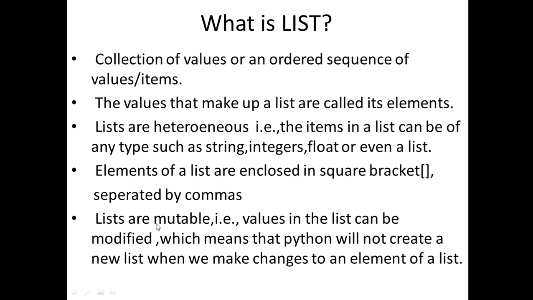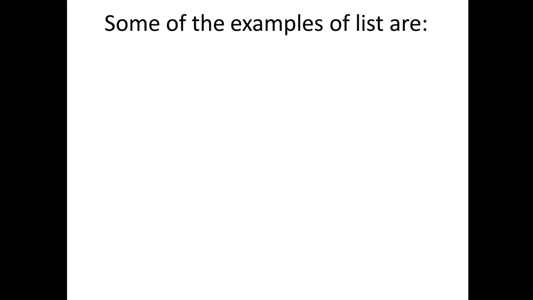very important about the list is that lists are mutable. That is, the values in the list can be modified, which means that Python is not going to create a new list when we make changes to an element of a list. Whatever updates you need in a list, whatever changes you want to make to the elements, you can do so because the nature of the list is mutable. The values or items can be changed in a list. This is regarding the list.